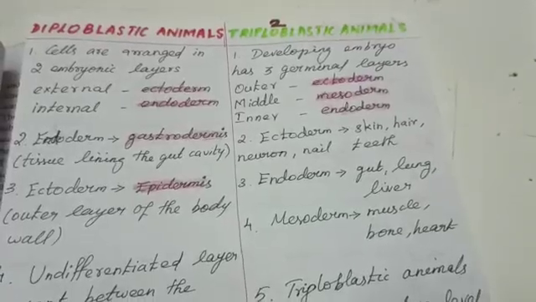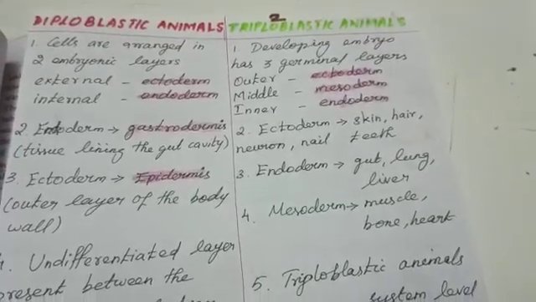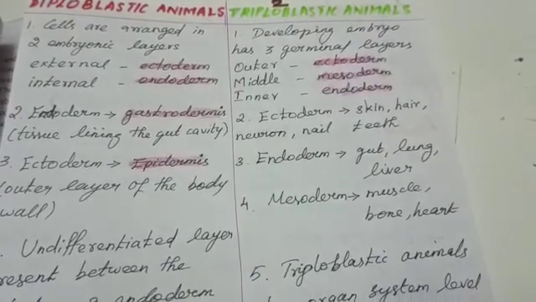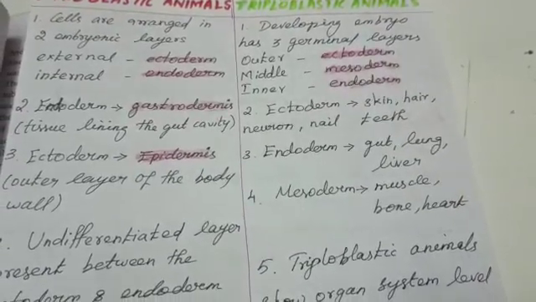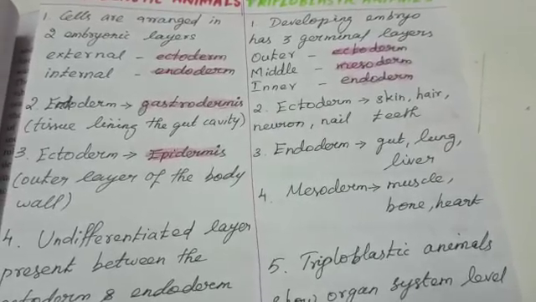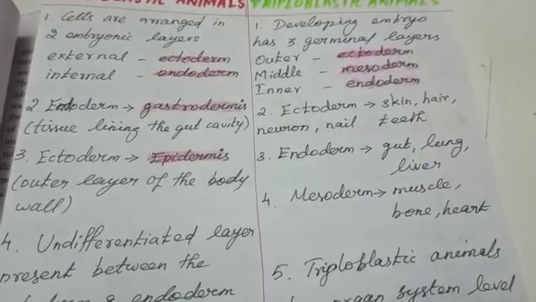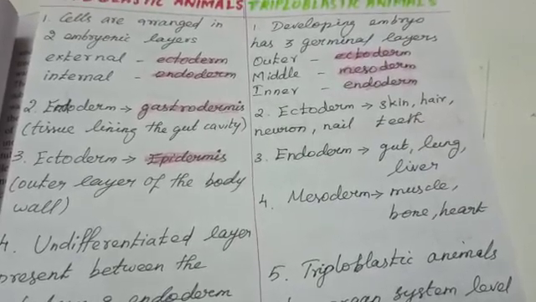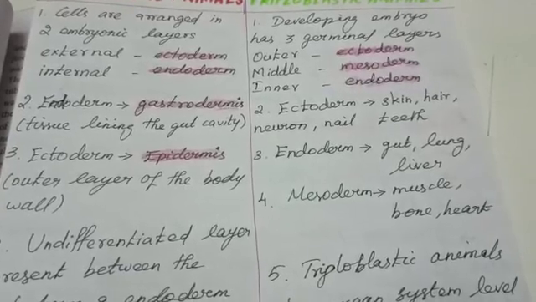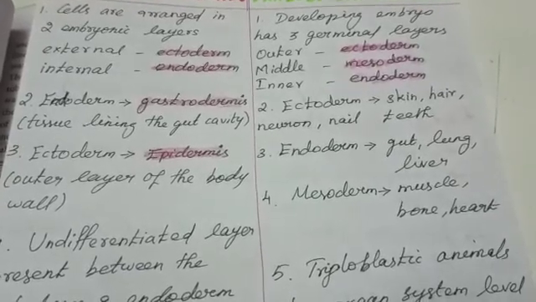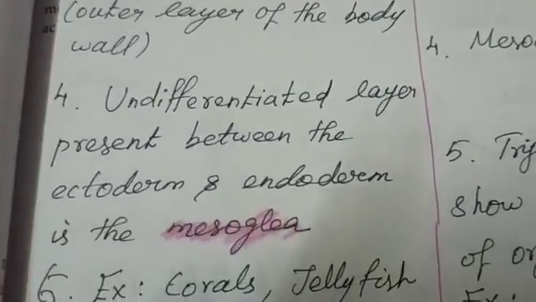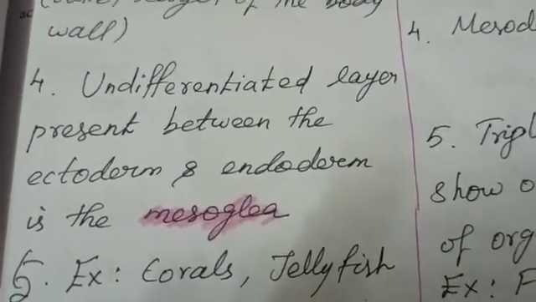Now we are going to see about diploblastic animals and triploblastic animals. Di means two. So cells in the embryonic stage are arranged in two embryonic layers, external ectoderm and internal endoderm. Endoderm is responsible for the formation of gastrodermis, the tissue lining the gut cavity. The ectoderm forms the epidermis, that is the outer layer of the body wall. The undifferentiated layer present between the ectoderm and endoderm is the mesoglea.